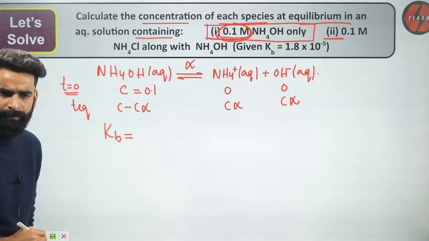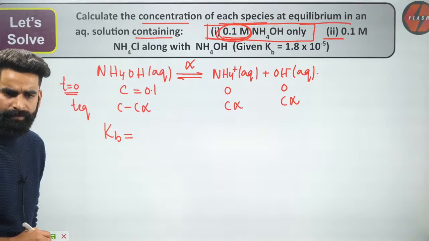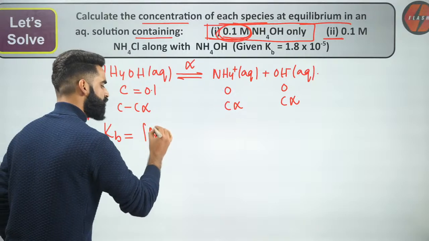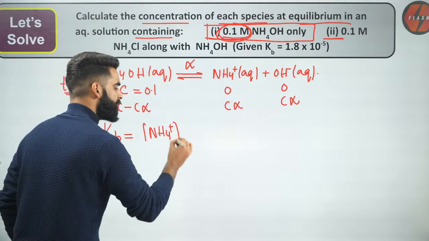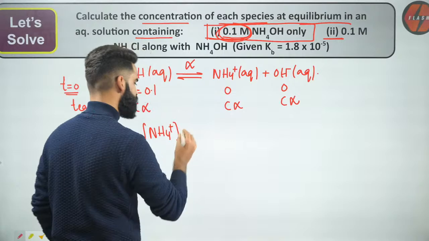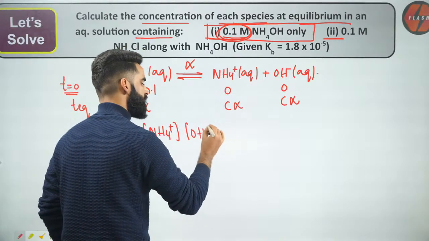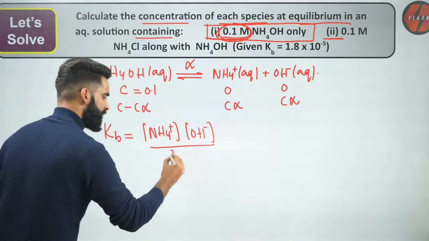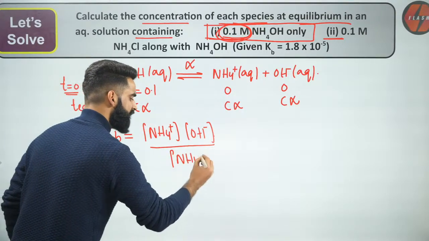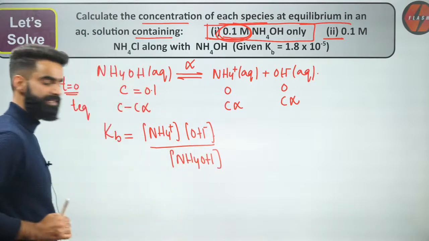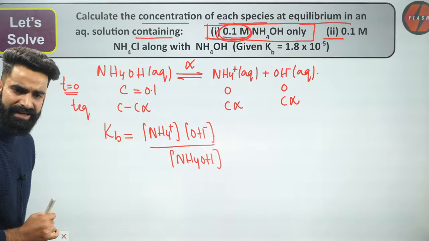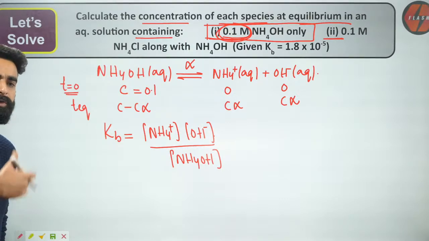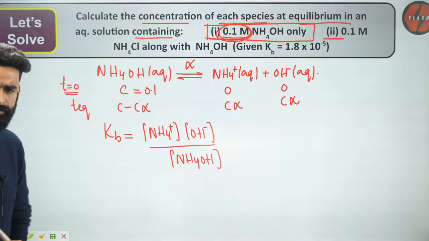Now people, KB is going to be equal to the concentration of NH4 positive at equilibrium, raised to the power of its stoichiometric coefficient, multiplied by the concentration of OH negative at equilibrium, raised to the power of its stoichiometric coefficient, divided by the concentration of NH4OH. This is how I'll be writing the KB expression. Whatever I'll be teaching here is sufficient. Apart from that, I'll be telling you what all things you have to follow. Just wait for it.